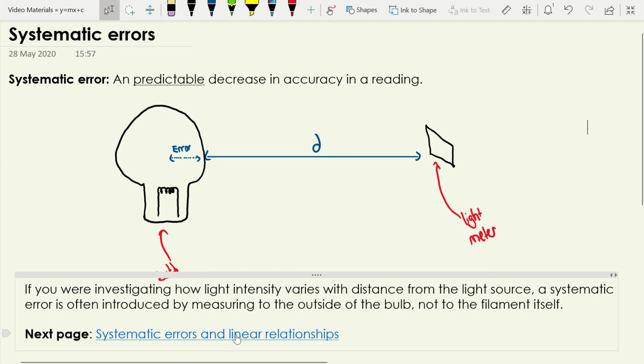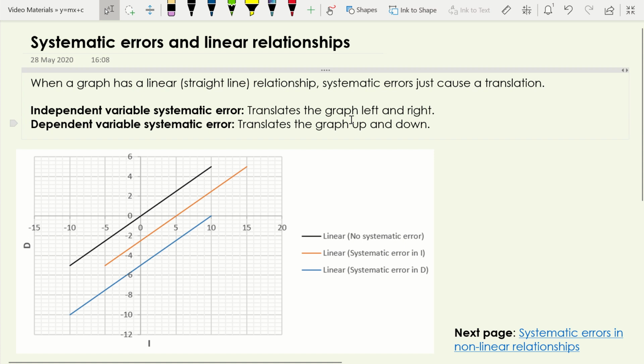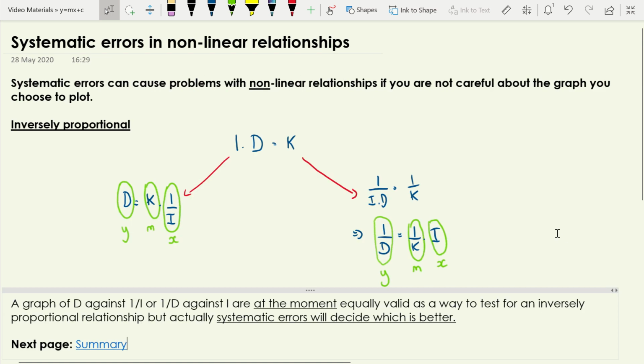So if we go back to OneNote, that's what we've just seen. If we've got a linear or a straight line type relationship, systematic errors just cause what we call a translation. So taking the object, shifting it to the right or left or up or down, but not actually changing it. We're not changing its gradient, we're not changing its shape or anything like that. So we don't have to worry about those too much with straight line type relationships. We do, however, have to worry about them with non-linear type relationships. So let's take a look at that.